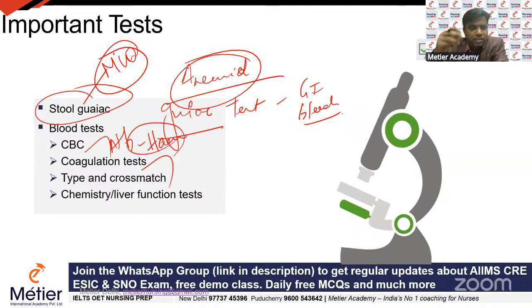Okay, in peptic ulcer disease, when they insert the gloved finger and check whether there is a blood stain on the finger, they confirm that there is internal bleeding. Then they have to rule out why the bleeding is there. So this is the major test which they will do.